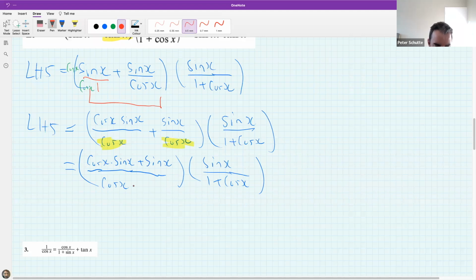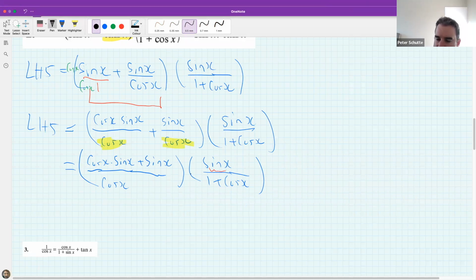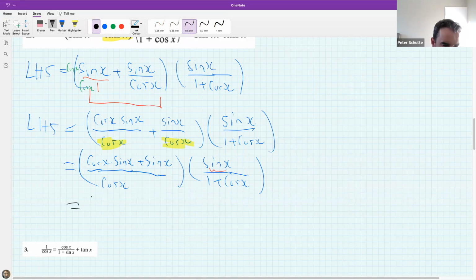What can I do? There's nothing I can do here. What can I do on the numerator of this part here? What can I do of that part? Who has an idea? What technique that I haven't used? Yes, Mbali and Zanele. Wow, that is fantastic.